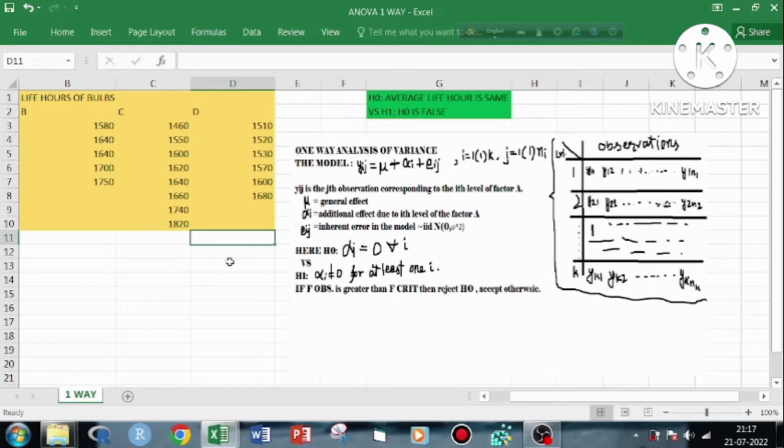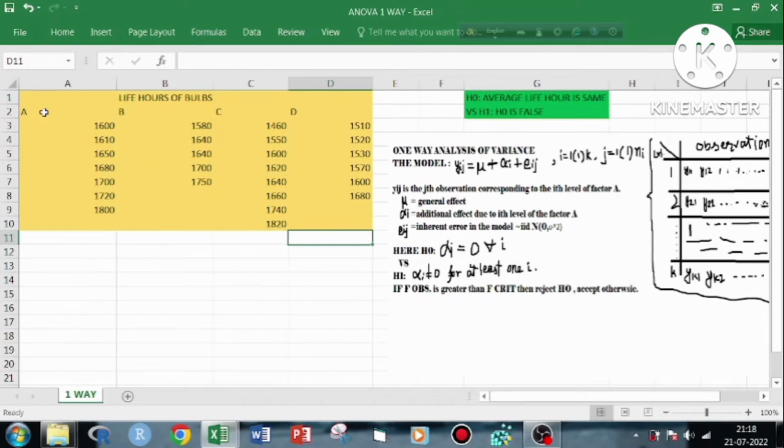And what would be our test rule? If F observed, which we would see later while computing, is greater than the F critical value. The critical values are the statistical values obtained from the statistical tables. Now if the F observed is greater than the F critical value, then we reject the null, and otherwise we accept it. That is, if the F observed is less than the F critical value, then we accept the null. So now moving on to the usage, how we do it in Excel.